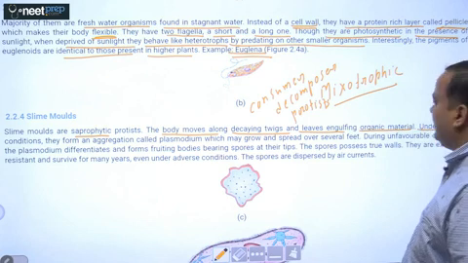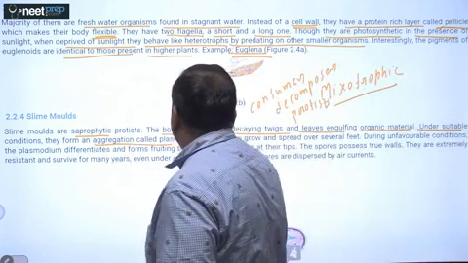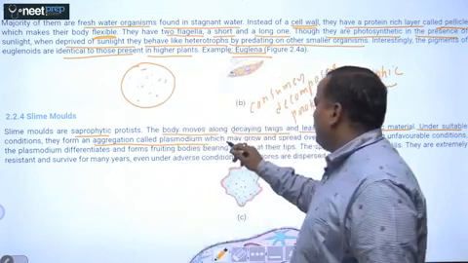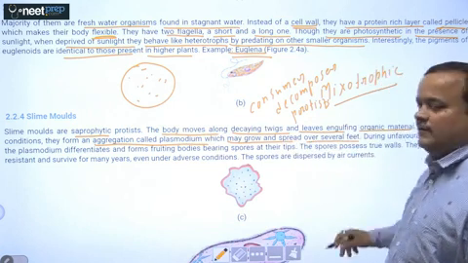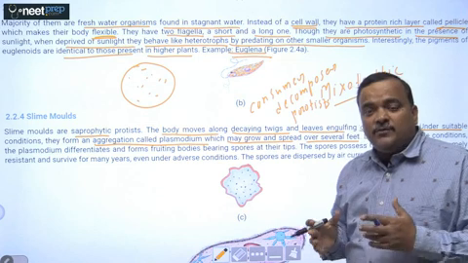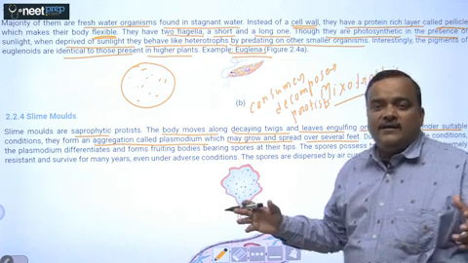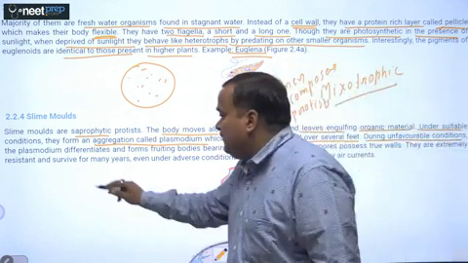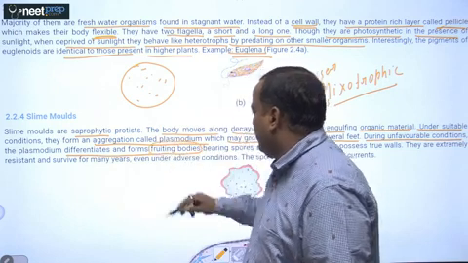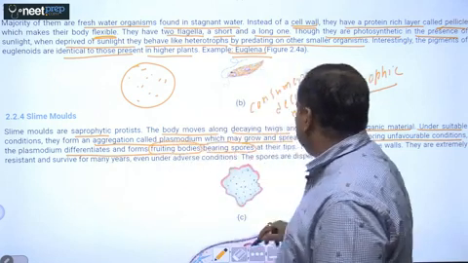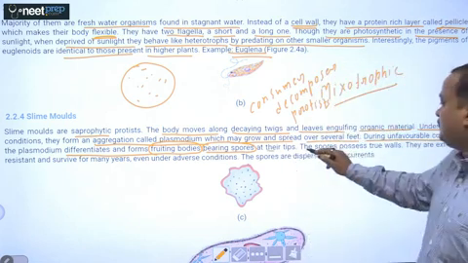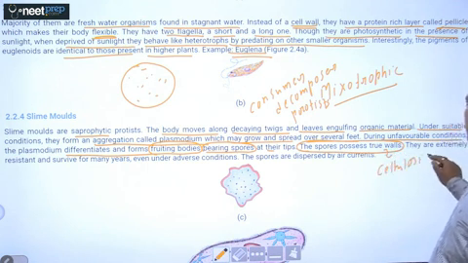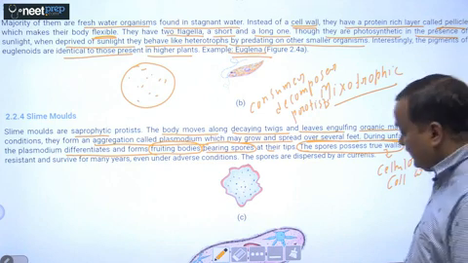Okay. Then under suitable condition, they form an aggregation called plasmodium. This plasmodium is nothing but a multinucleated mass of protoplasm, which may grow and spread over several feet. So if conditions are favorable, this multinucleated mass of protoplasm, that is plasmodium, spreads in a large area, in an area of several feet. Okay, this is very important. During unfavorable condition, plasmodium differentiates and forms a fruiting body, that is a reproductive structure, which bears spores at the tip, and this spore possesses a true wall. That means here you have a cellulosic cell wall. Here a cellulosic cell wall is present in the spore.